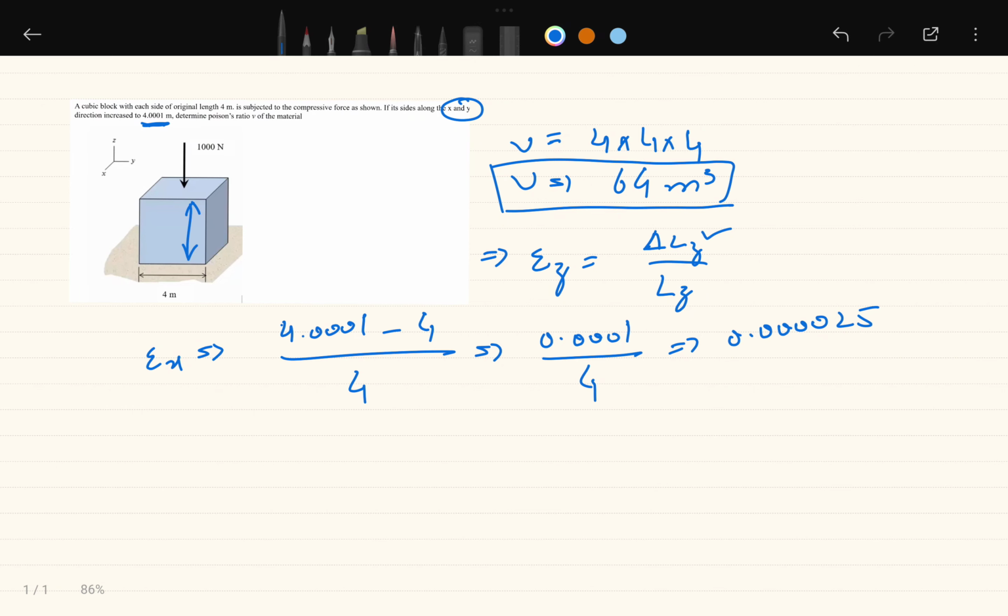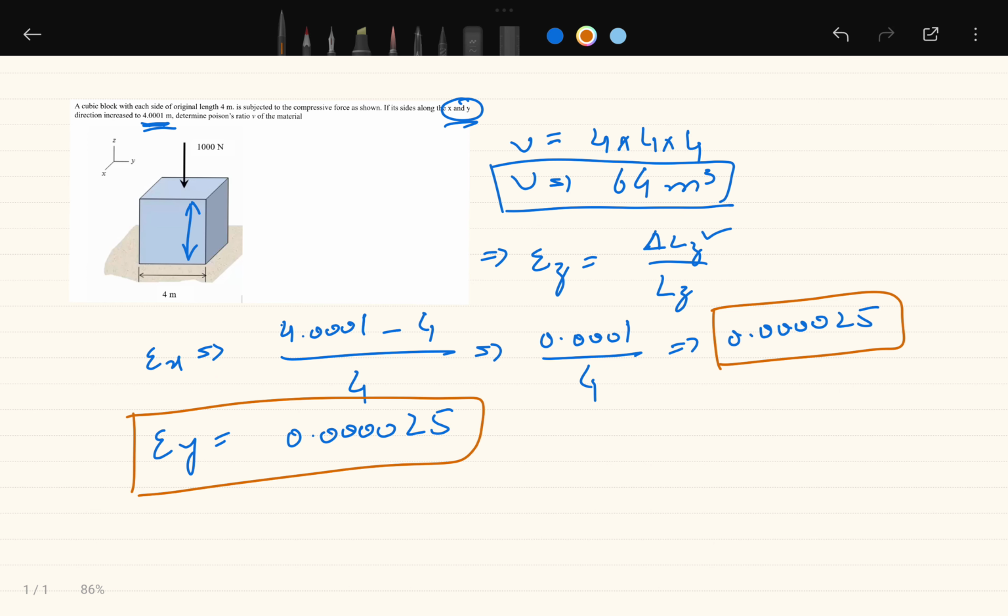because it is length divided by length. Now what we got is the strain in the x-axis, and since the original length of y is the same and the change in length of y is also the same, as it states, your strain for y will also be equal to 0.000025. So we got two strains: the strain in x and the strain in y.